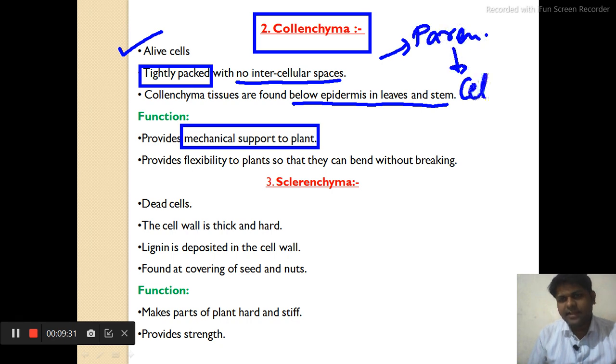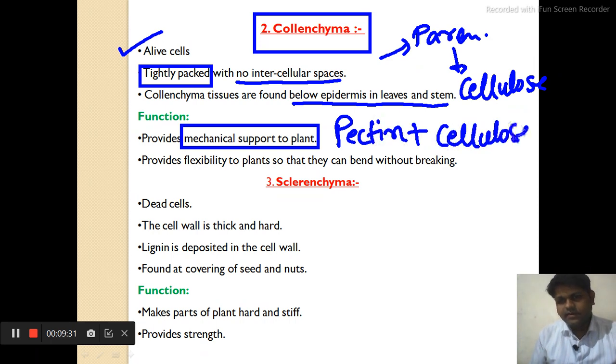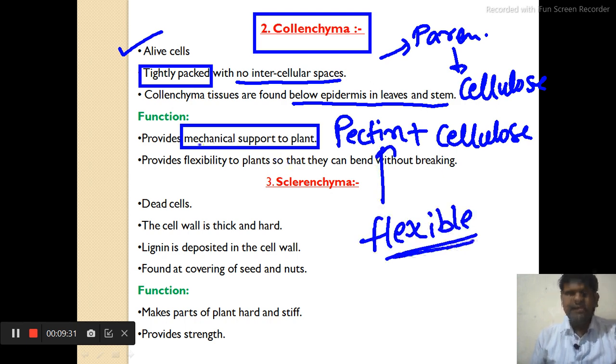Parenchyma cells were made up of cellulose, and collenchyma cells are made up of pectin plus cellulose, and the pectin material is flexible in nature. So it gives flexibility to the plant. Very important point. The collenchyma cells give flexibility to the plant.